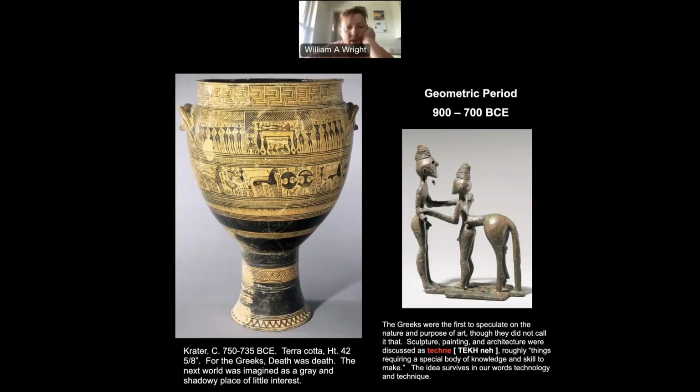As geometric Greek art develops, they become the first known people to speculate on the nature and purpose of art. Basically, what is art? And it's probably important to note this is what we know of, and this is in Europe. They're the first people to ask, why do we do this, right? Is it for entertainment? Is it always for spirituality? What is this for? So they start to talk about sculpture, painting, and architecture as techne, which is the origin of technique.